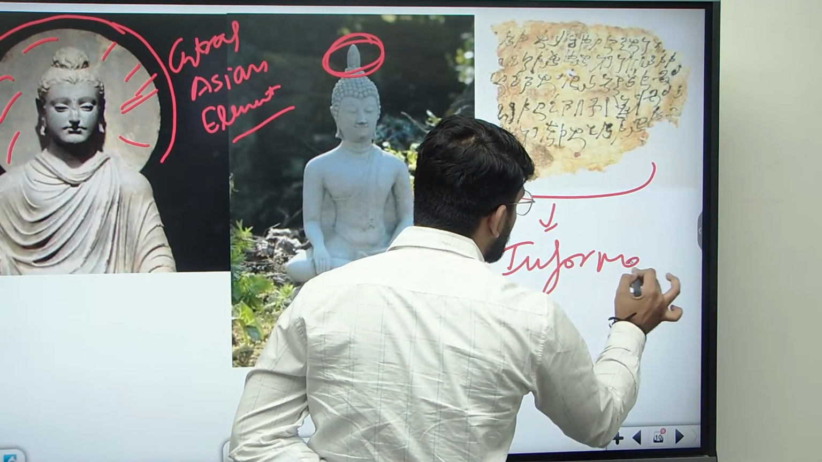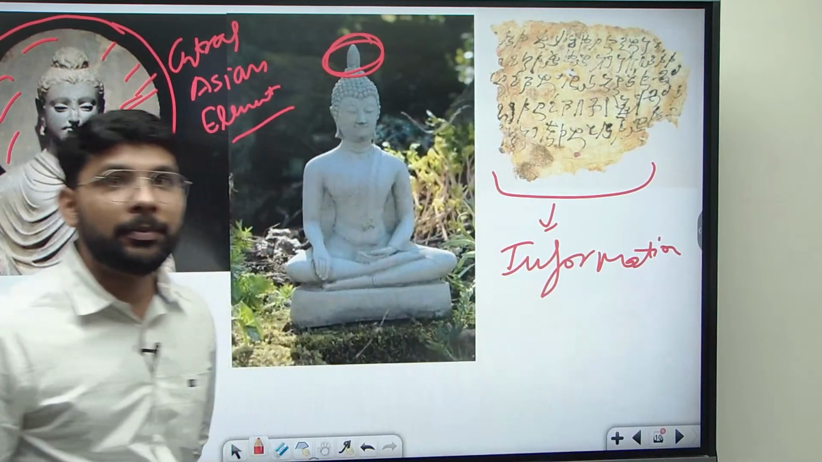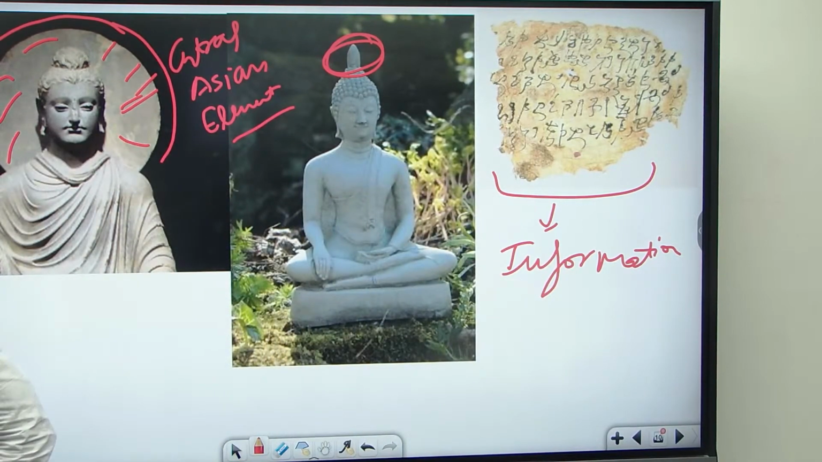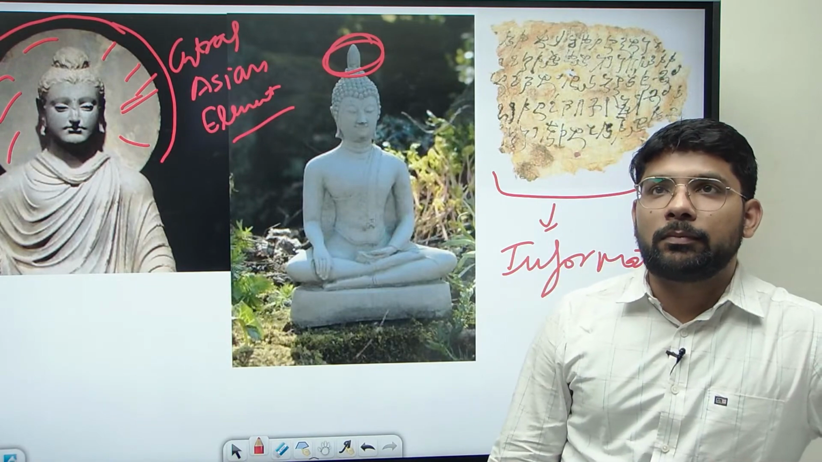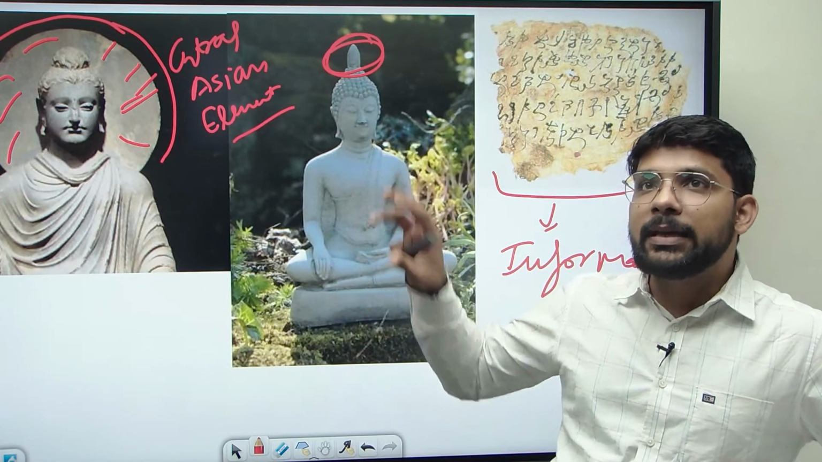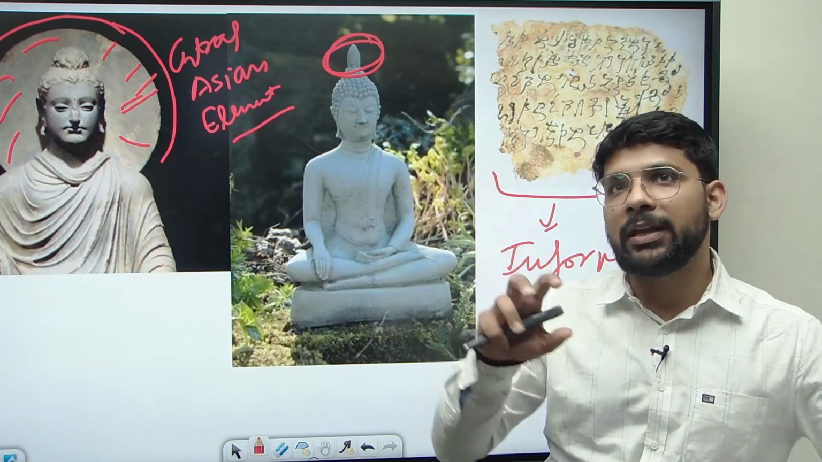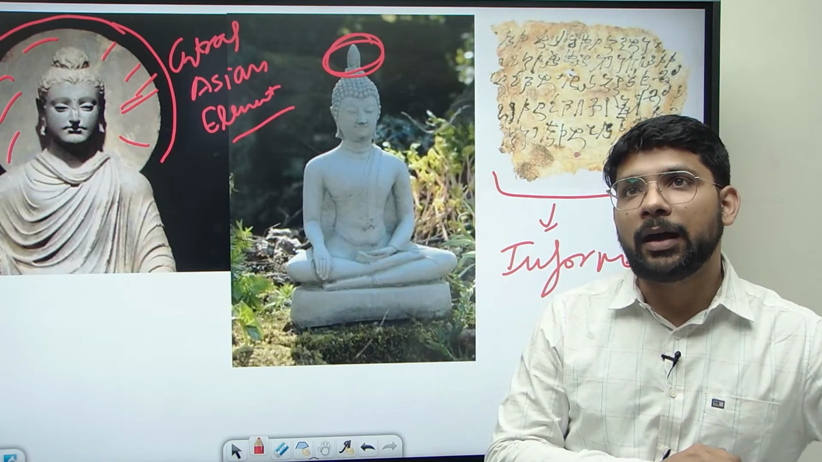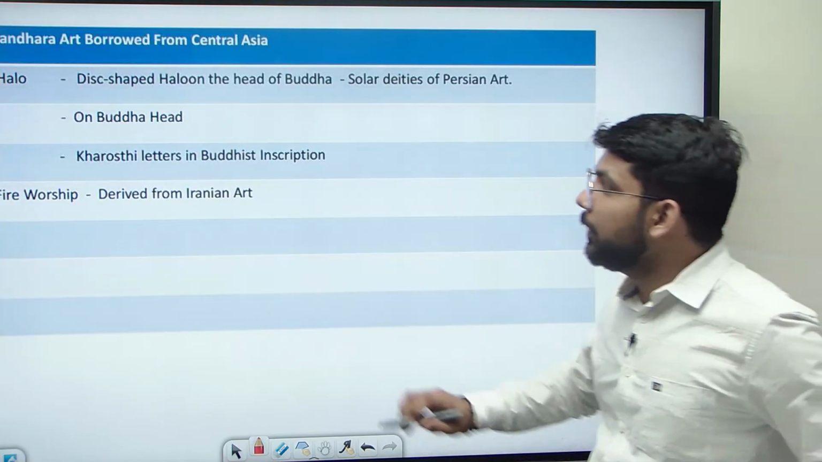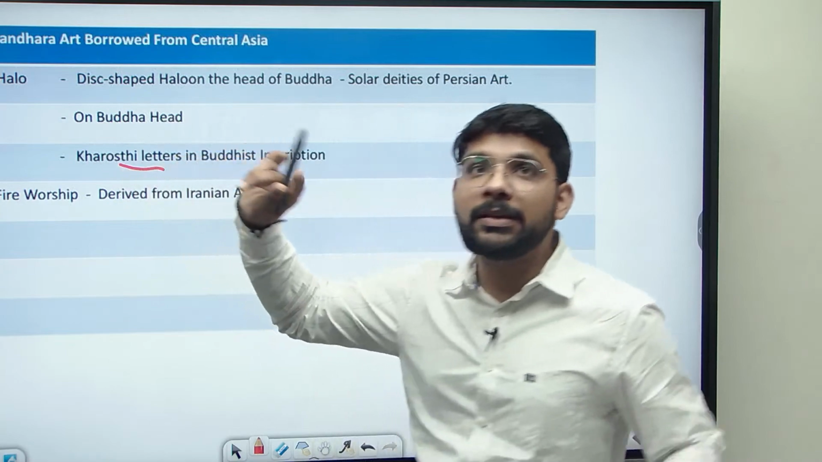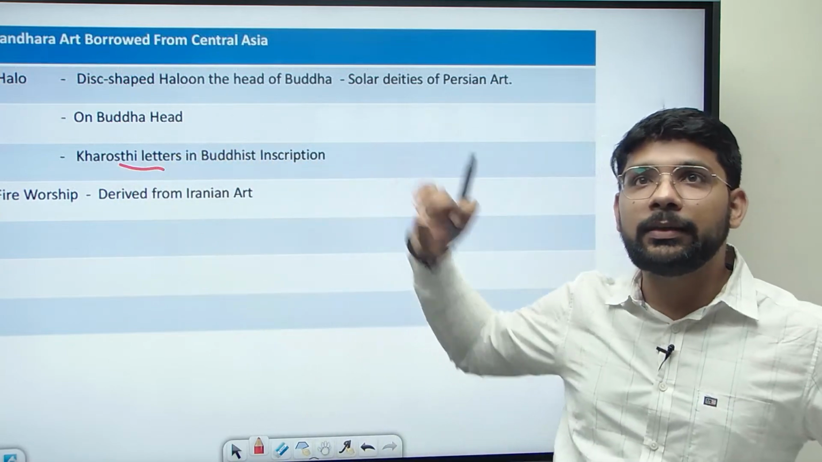Anybody can tell the name of this script? So these are the features of the Central Asian elements that are taken in the Gandhara art. So let's see the point by point. The Kharoshthi letters, the script name is the Kharoshthi script, which is mentioned there.